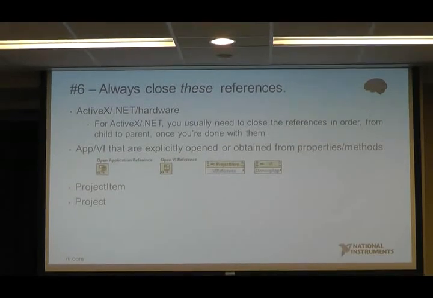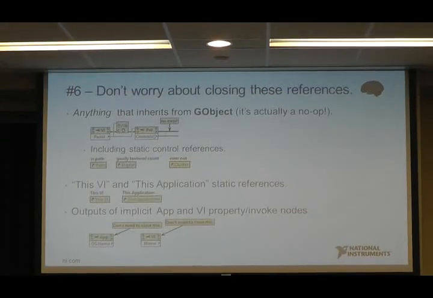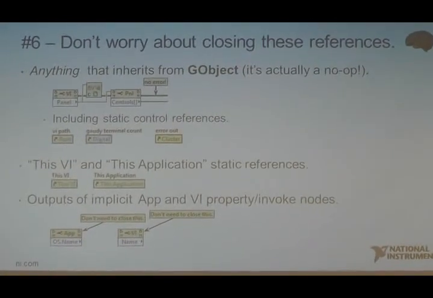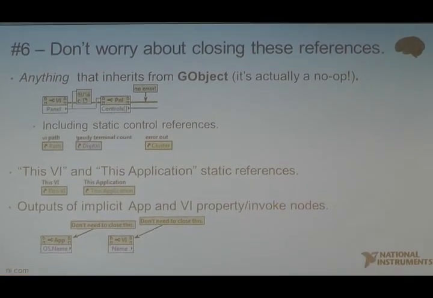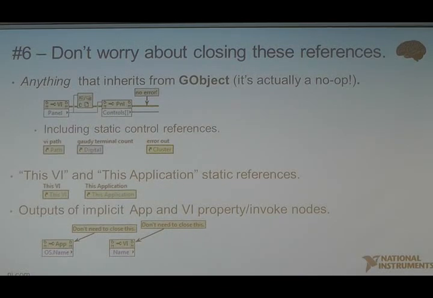But there are lots of references you totally don't need to close. You ready for this? Anything in VI Server that inherits from GObject. If you're writing scripting code or parsing panels for stuff, you do not have to close anything that inherits from GObject. Look at that top picture. Isn't that insane? You read a panel reference, you close the panel reference, then you use that same panel reference and it totally works just fine. That's because close reference is a no-op on GObject. So all you're doing is wasting time and diagram space every time you drop a close reference for anything that inherits from the GObject class. And that includes control references.